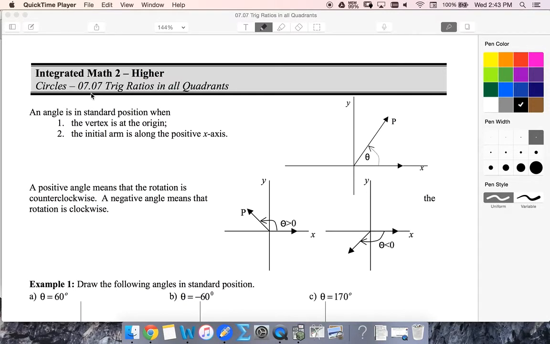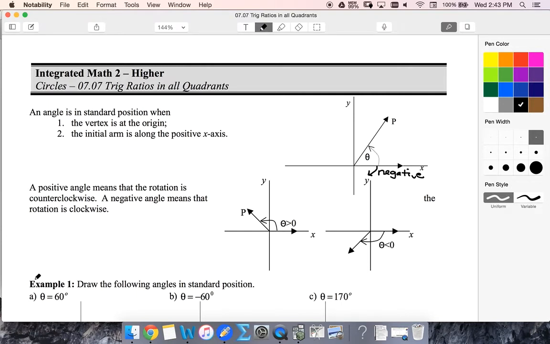What we're going to talk about now is trig ratios for angles that are bigger than 90 or negative. The way we measure angles is we think about it on a coordinate plane. We put the origin, the vertex of the angle, at the origin, and then we rotate up from the x-axis if we're going in the positive direction. That means if we go down from the x-axis, that's going in the negative direction, which of course is what we see over here.